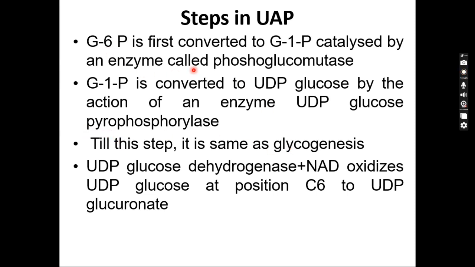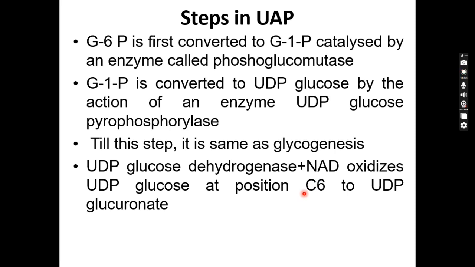Then all the steps happening up to this stage are the same as in glycogenesis. Then from there, we have these other reactions that will follow. This is now where we have the uridine diphosphate glucose dehydrogenase, which is the enzyme that, in the presence of NAD, will oxidize the UDP glucose at position number 6. So the oxidation takes place at carbon number 6.